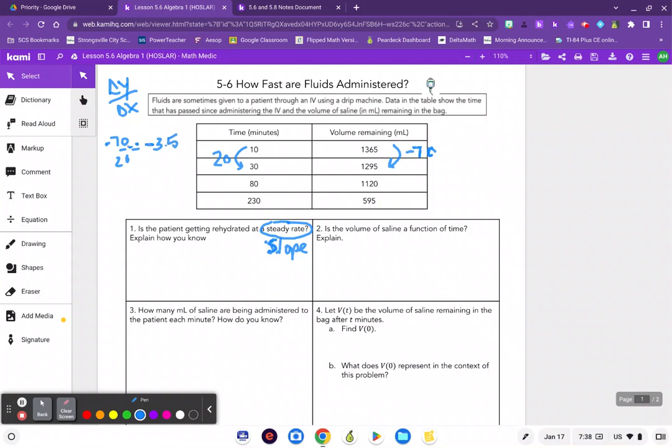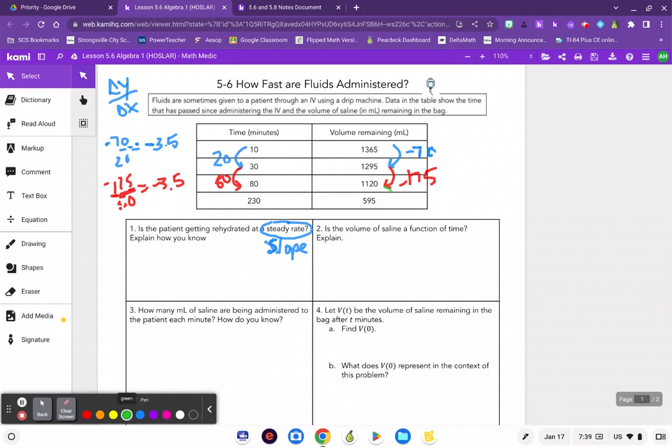If this is a steady rate, that means that rate of negative 3.5 milliliters per minute should match all the way through. So I'm going to check this change in y, which is negative 175, over this change in x, which is 50. And so I have negative 175 over 50. If I calculate that, I also get negative 3.5. So that time period and amount draining matches. But that's not enough. I actually have to check all of them.